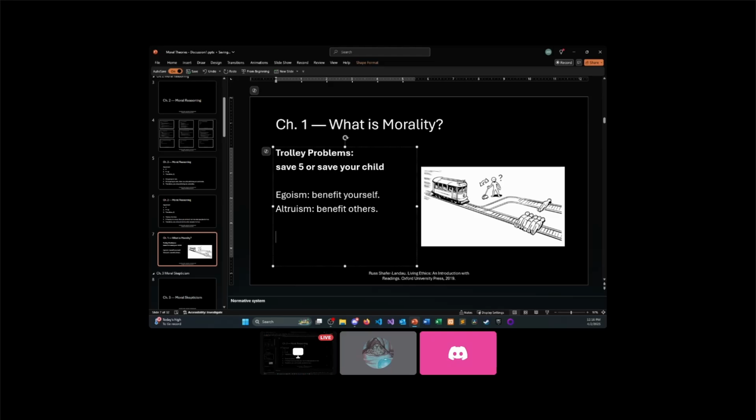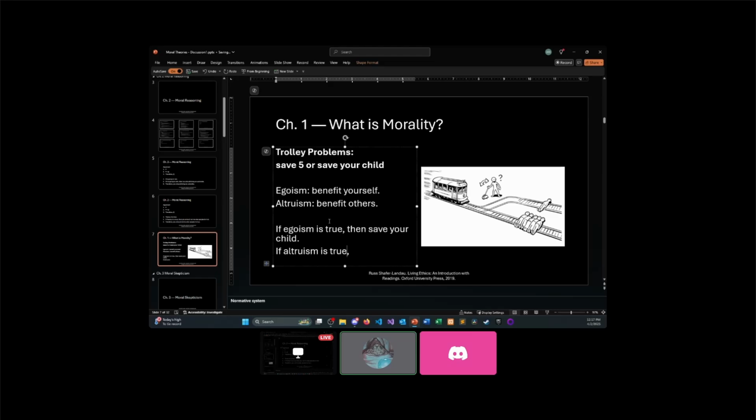So if egoism is true, then who do you save? What do you think? Your child. Probably your child, right? Yeah, I would think so. Save your child because you have a special relationship with them. If altruism is true, then who do you save?